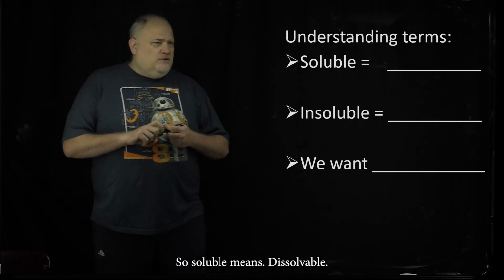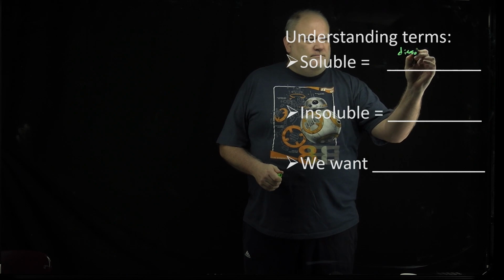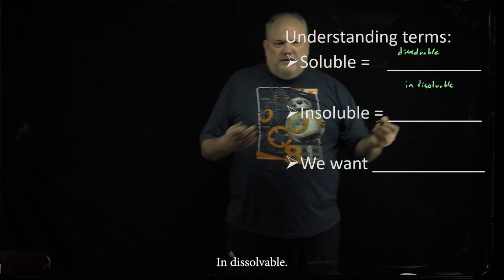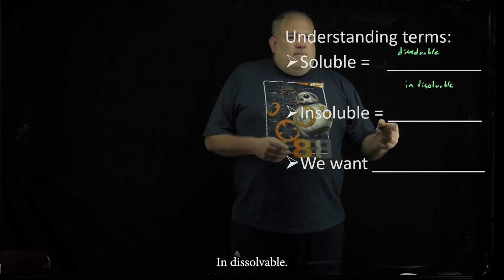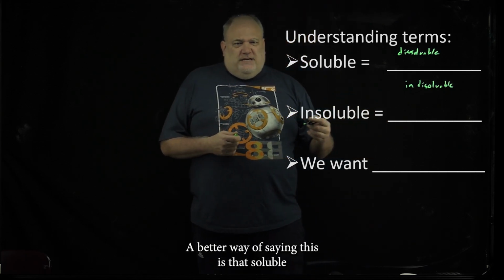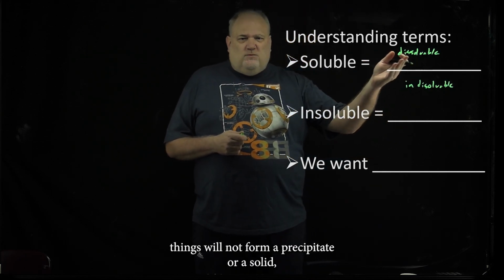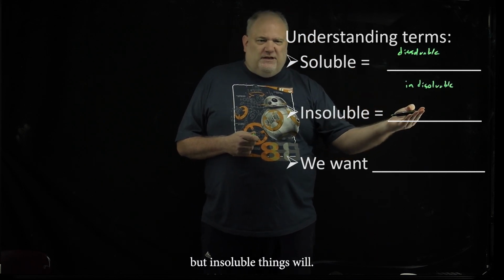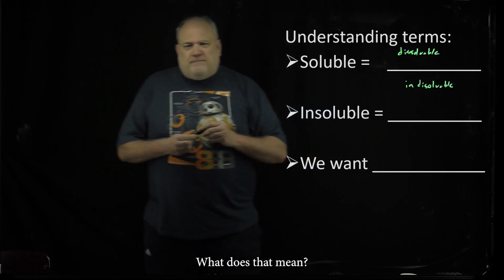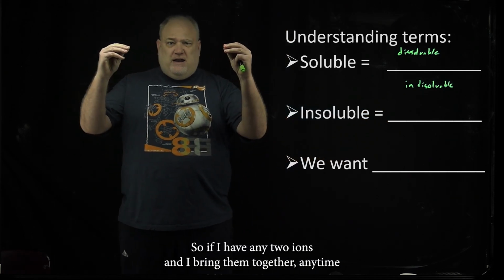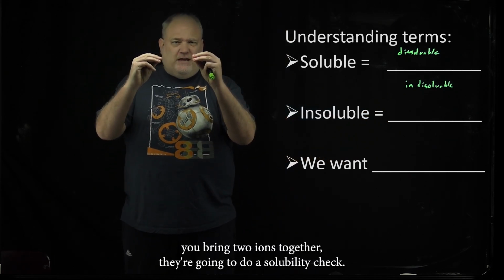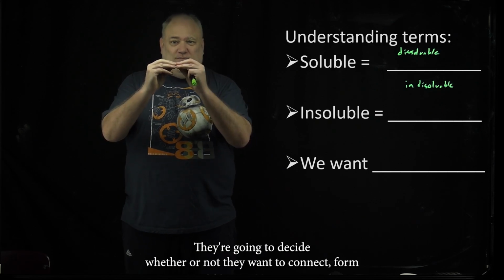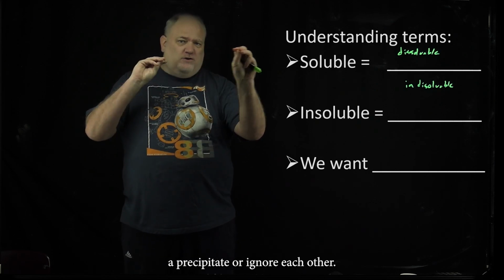So soluble means dissolvable. Insoluble means indissoluble. A better way of saying this is that soluble things will not form a precipitate or a solid, but insoluble things will. What does that mean? If I have any 2 ions and I bring them together, anytime you bring 2 ions together, they're going to do a solubility check. They're going to decide whether or not they want to connect, form a precipitate, or ignore each other.